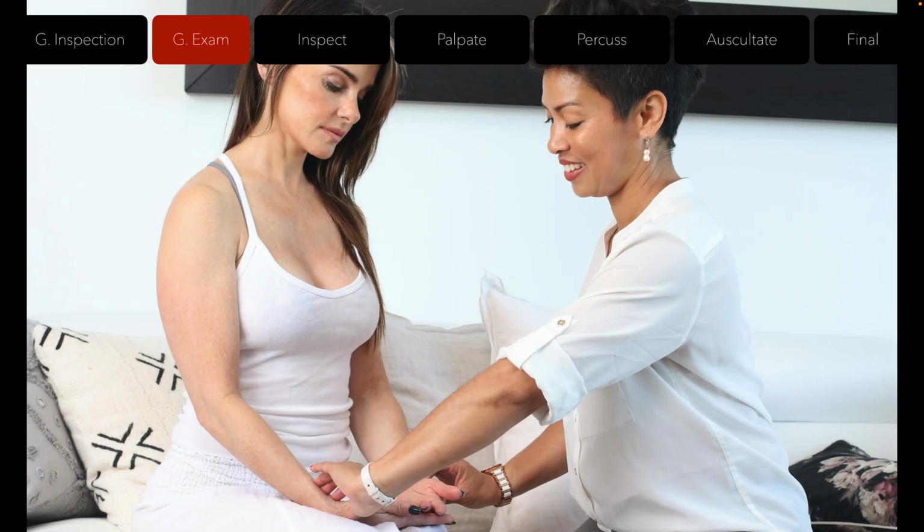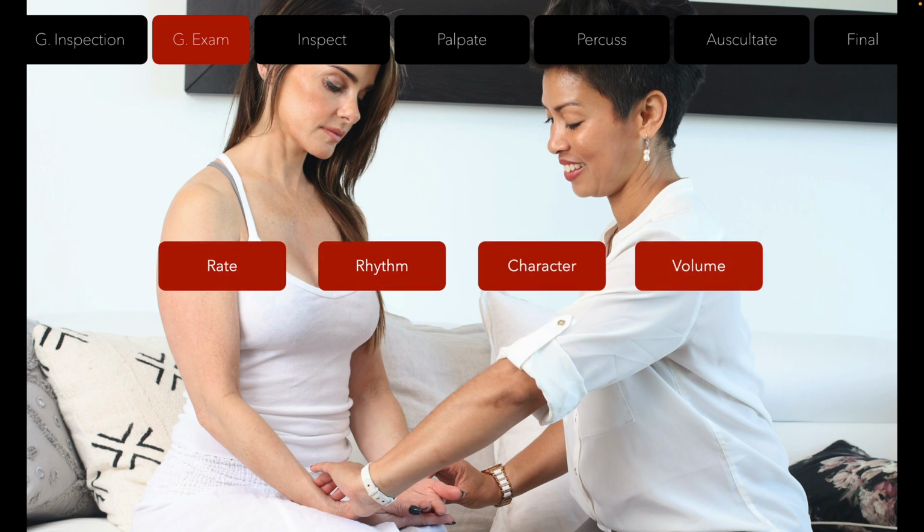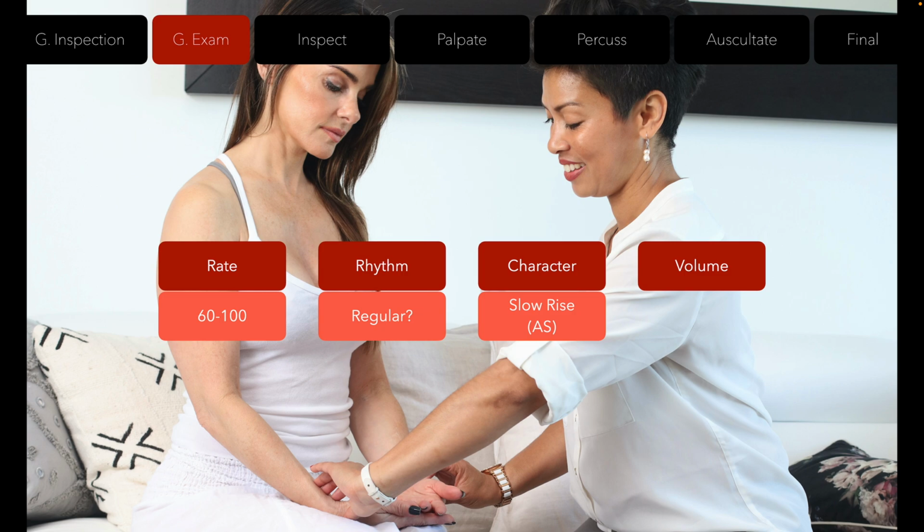Let's move from the hand more proximally, let's go to the wrist now. So we have rate, rhythm, character, and volume. So rate should be 60 to 100. Normally 50 to 90 is the mean. Rhythm, is it regular or not? For character, is there a slow rise indicating it's difficult for that left ventricle to empty, such as a stenosed aortic orifice? Or is it bounding because of aortic regurgitation?